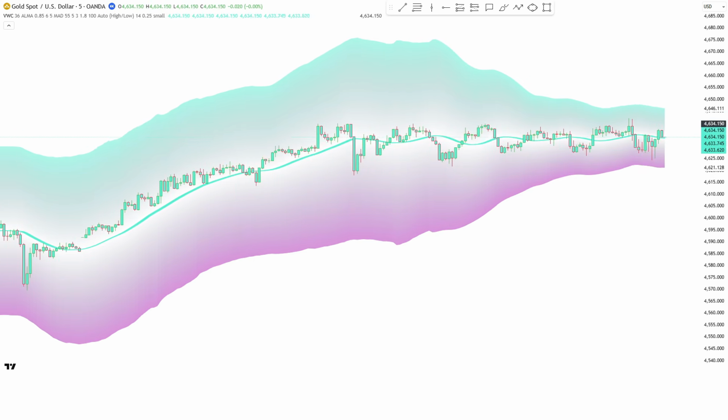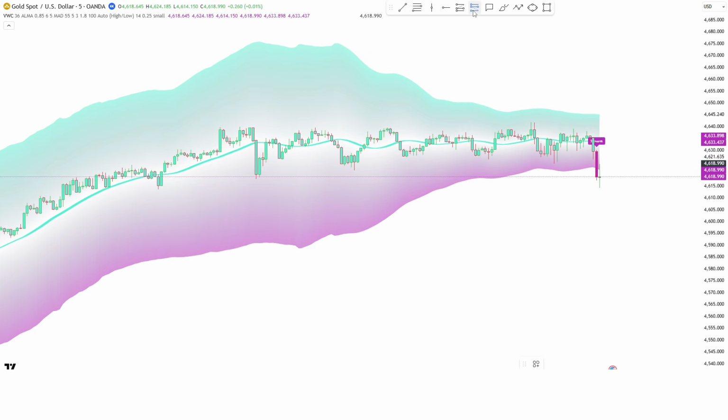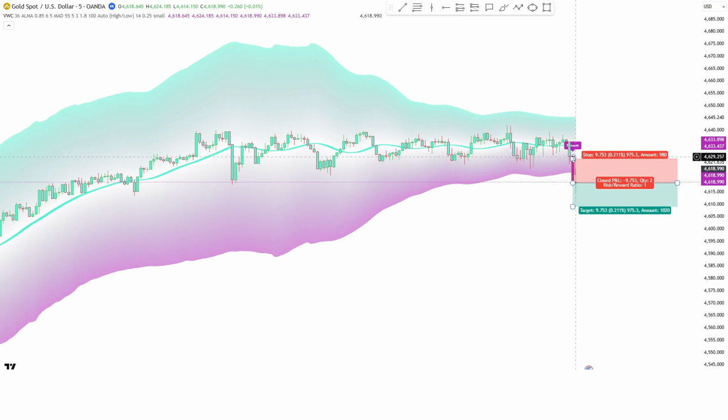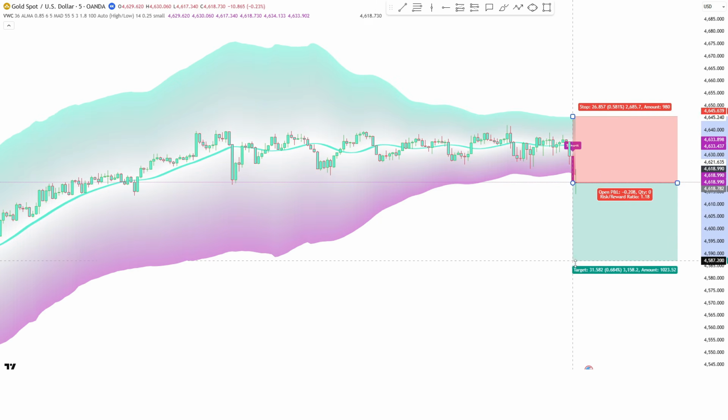Entry: open a sell position once the pink candle signal is confirmed. Stop loss: place it at the previous swing high. Take profit: target a 1:1.5 risk to reward ratio.